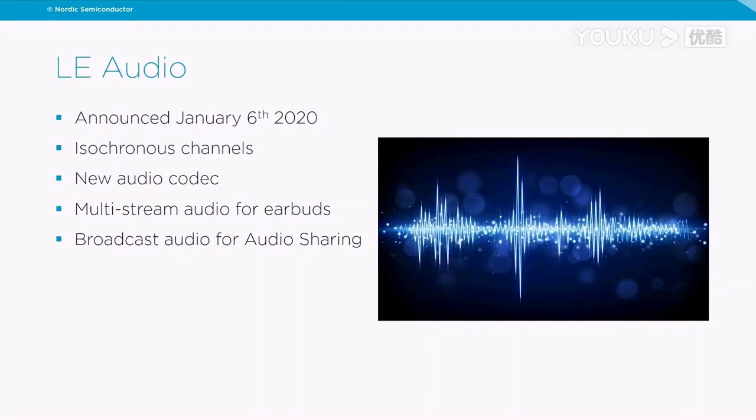Isochronous channels, which allow streaming data to one or more devices. A new audio codec, LC3, which is a high quality, low power codec. It added a feature called multi-stream for earbuds, which allows you to stream audio to two earbuds at the same time. So it's an independent stream to each earbud. And broadcast audio for audio sharing. This enables audio to be streamed from one device to many other devices.